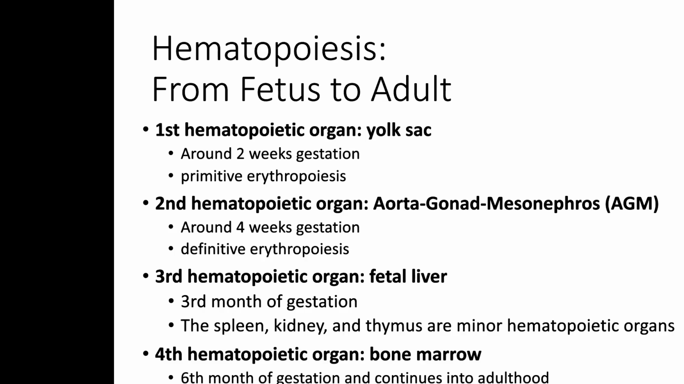Which bone specifically will change over time as you age. So in children, it'll be primarily your tibia and femur. In adults, it'll be your hip bones, vertebrae, and sternum.